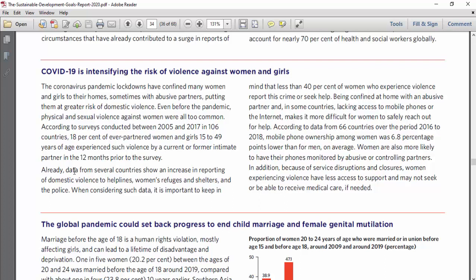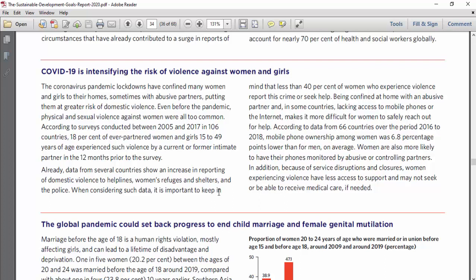Already, data from several countries show an increase in reporting of domestic violence to helplines, women's refuges and shelters, and the police. When considering such data, it is important to keep in mind that less than 40% of women who experience violence report this crime or seek help. Being confined at home with an abusive partner, and in some countries lacking access to mobile phones or the internet, make it more difficult for women to safely reach out for help.